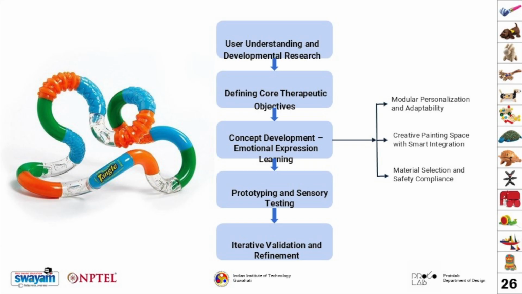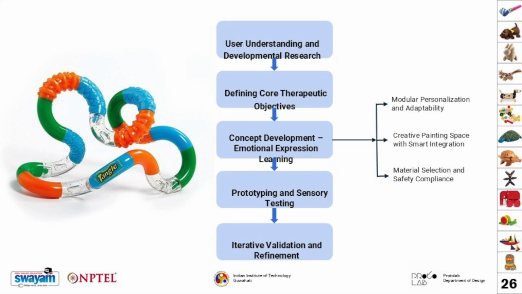Step 4. Prototyping and sensory testing. Prototypes are developed and tested for durability, grip comfort, and ergonomic suitability, sensory response such as texture, color sensitivity, and overstimulation, avoidance, and emotional clarity of facial expressions. Observation sessions with children and caregivers help assess real-world interaction.